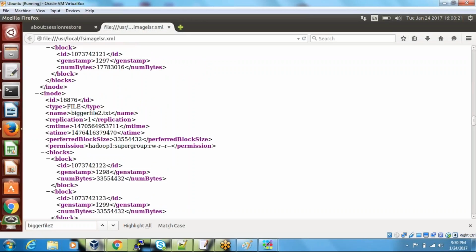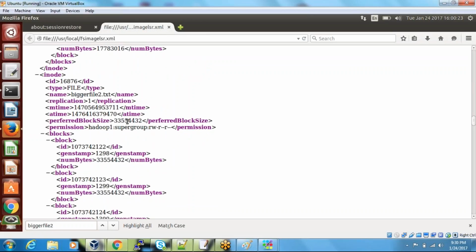As I said before, it will have the preferred block size shown here. You cannot change the block size, you can change the replication only. So for your information, if you change the replication factor for this specific file, this will be updated. The replication factor will be updated. The block size you cannot update.